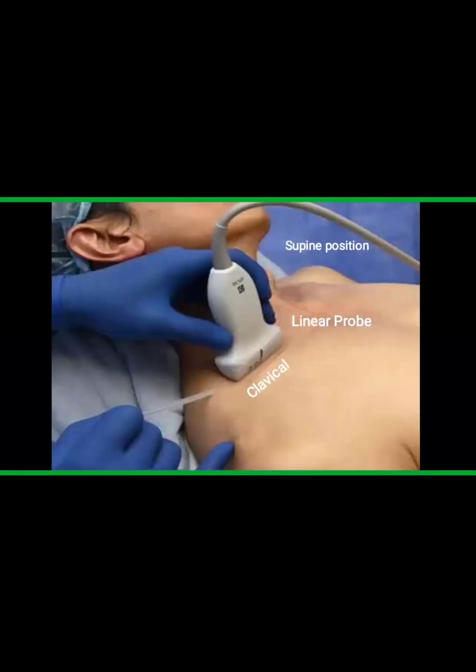If we see here, we can see the landmarks. The clavicle is the landmark, and the probe is present in the supraclavicular fossa. And we can see the linear position and the needle position. Needle position is for the in-plane approach for the block, and the probe is a linear probe. The patient is lying in supine position with his face contralateral to the side of block.